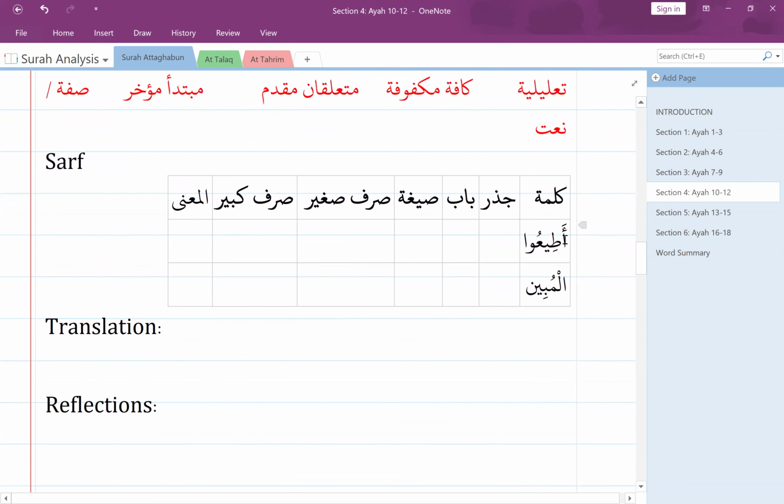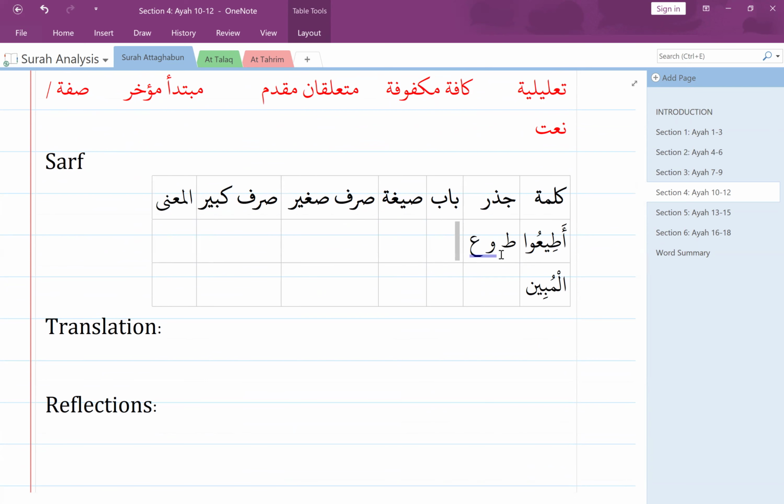Then we have, in sarf here, only two new words. Ta, waw, ain is the gist of it. So it is ata, iti, bab, family 4. The siga is amr, and antum is the zamir. Sarf saghir is ati, ati, ati, a, ati, o. Yes, أطيع. أطيع. And then ati, ati, o.